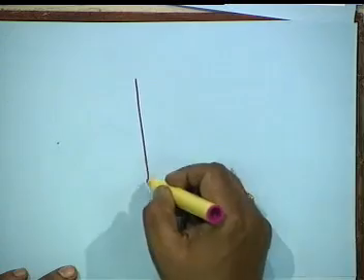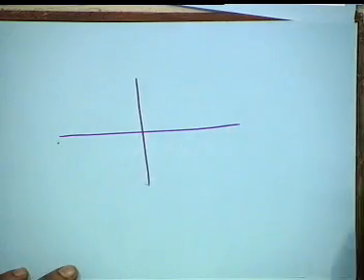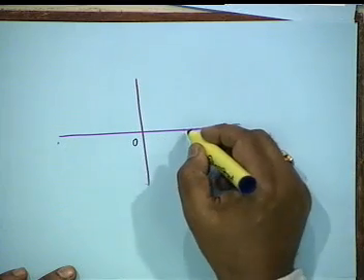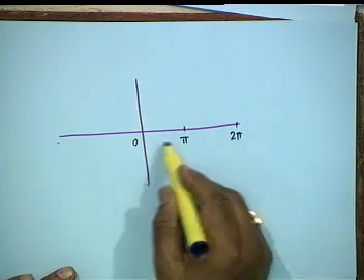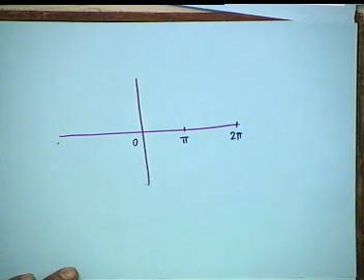Now, let us look at it in more detail. The problem is with the phase. As far as the phase is concerned, let us say this is 0, this is pi, this is 2 pi. We want the phase between 0 and 2 pi. Okay.